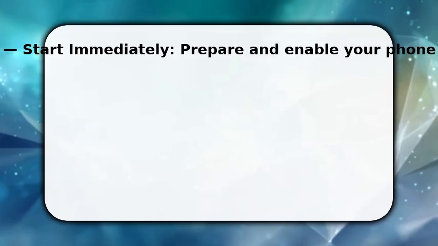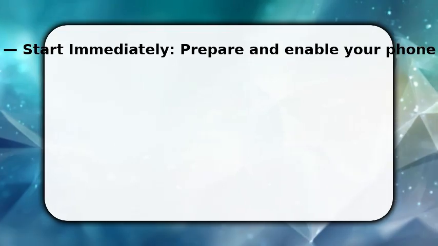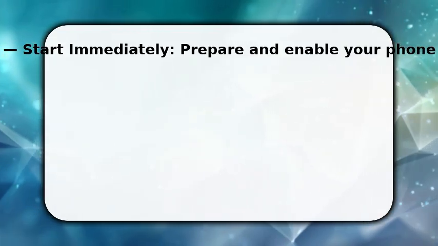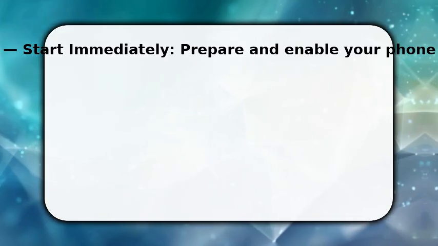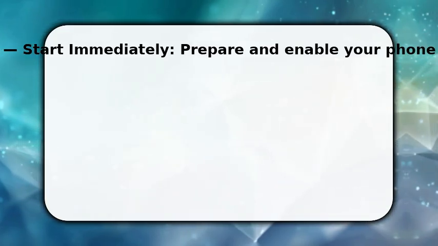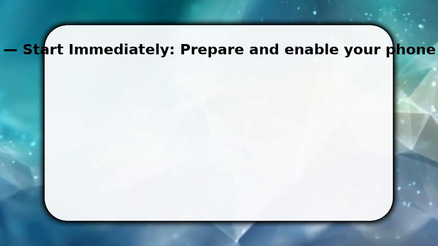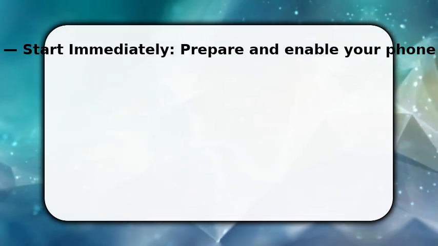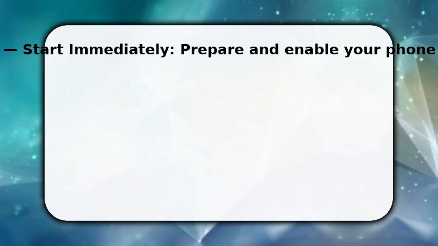You start by preparing the source. Make sure your phone has mobile data and at least 20% battery, because tethering drains power fast. Next, enable the hotspot in Settings under Network and Internet or Connections. Set a clear SSID and a WPA2 password so only you connect.